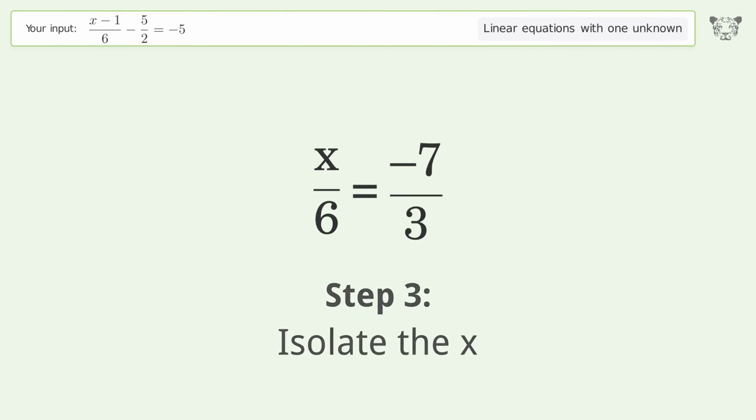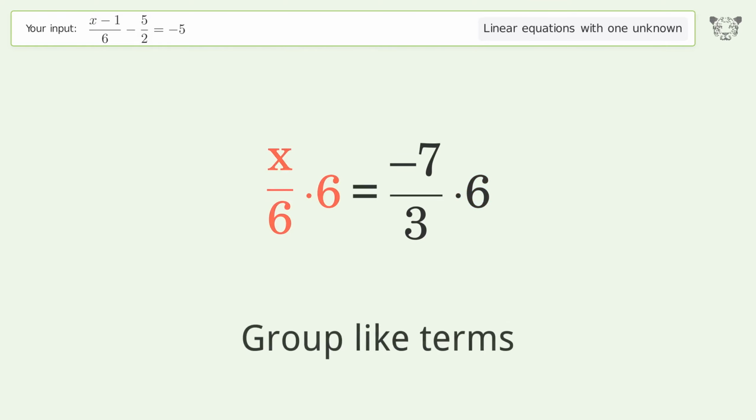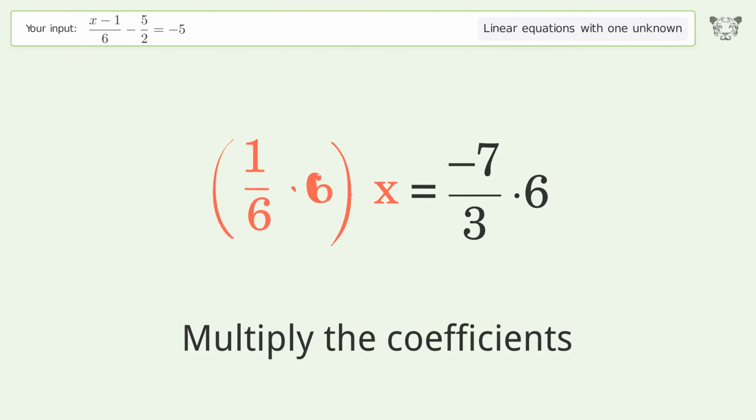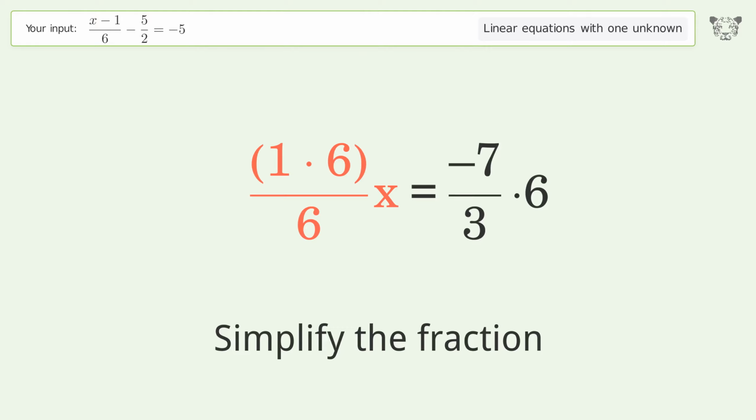Isolate the x. Multiply both sides by 6. Group like terms. Multiply the coefficients. Simplify the fraction.